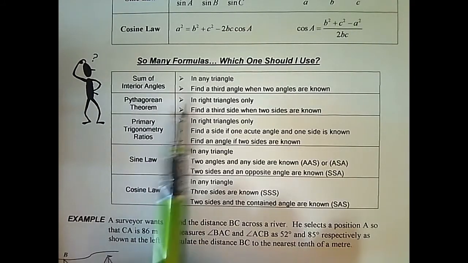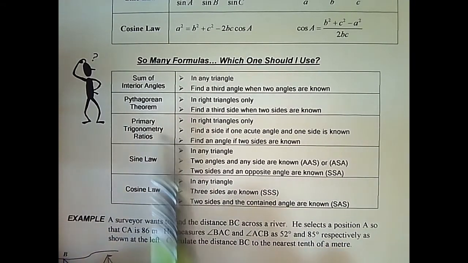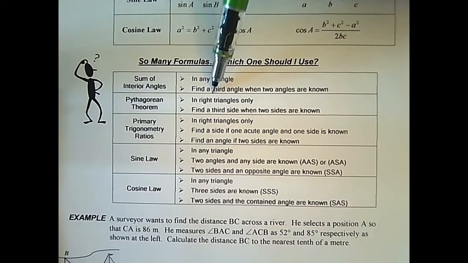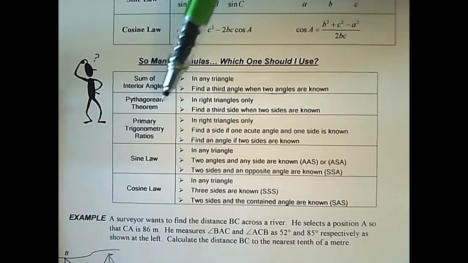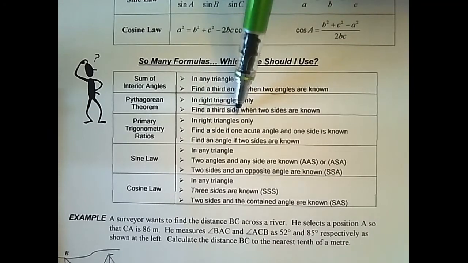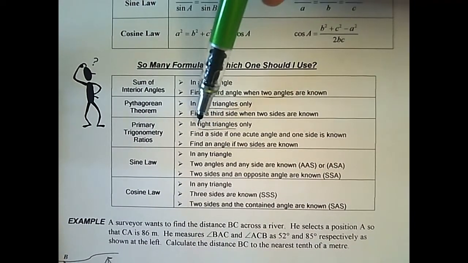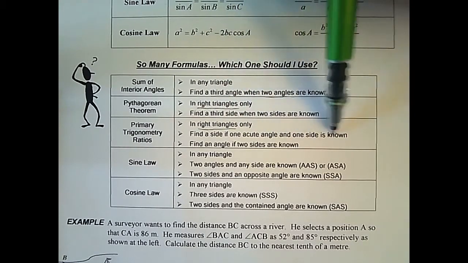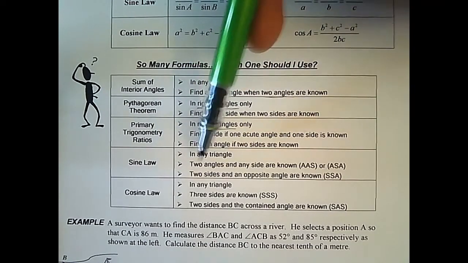So I have a nice little summary list that goes over when I should use each of these equations. For sum of interior angles, it can be used in any triangle, and I can find the third angle if I know the other two angles. We've learned about Pythagorean theorem. I can use that only in right triangles, and I can find a third side if I know the two other sides. I can use primary trig ratios also only in right triangles. I can find a side if I know one angle and another side, and I can find an angle if I know two sides. Sine law and cosine law work for any triangle.